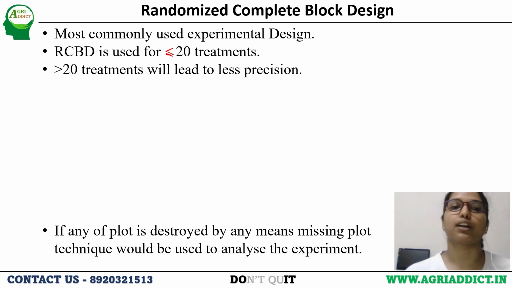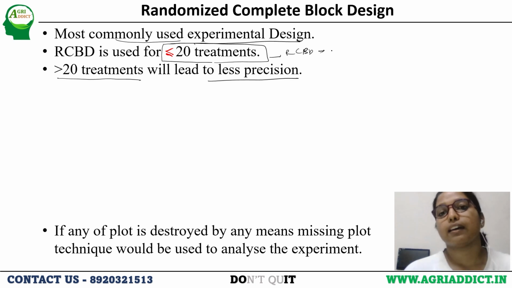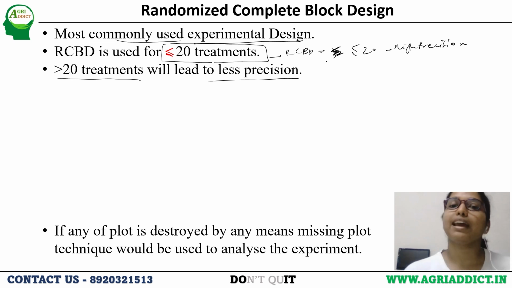Next, randomized complete block design. It is the most commonly used experimental design. Randomized complete block design is used for less than or equal to 20 treatments. If we use more than 20 treatments, there will be less precision. When we use it for up to 20 treatments, it gives high precision. If we increase treatments beyond 20, precision will be lost. So generally RCBD is used up to 20 treatments.